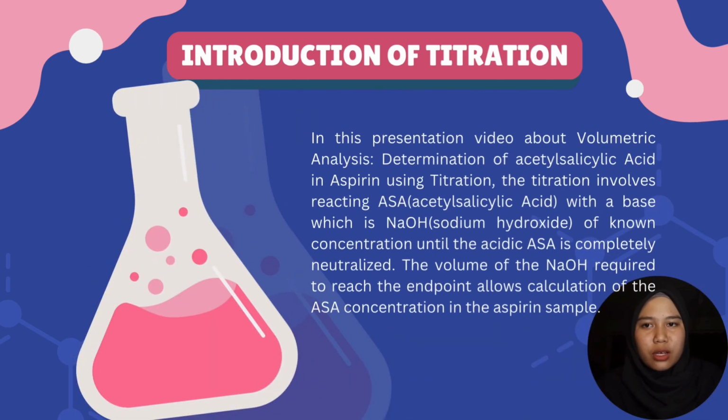This video is about volumetric analysis: determination of acetylsalicylic acid in aspirin using titration. The titration involves reacting ASA with a base, which is NaOH of known concentration, until the acidic ASA is neutralized. The volume of the NaOH required to reach the endpoint allows the calculation of ASA concentration in the aspirin sample.